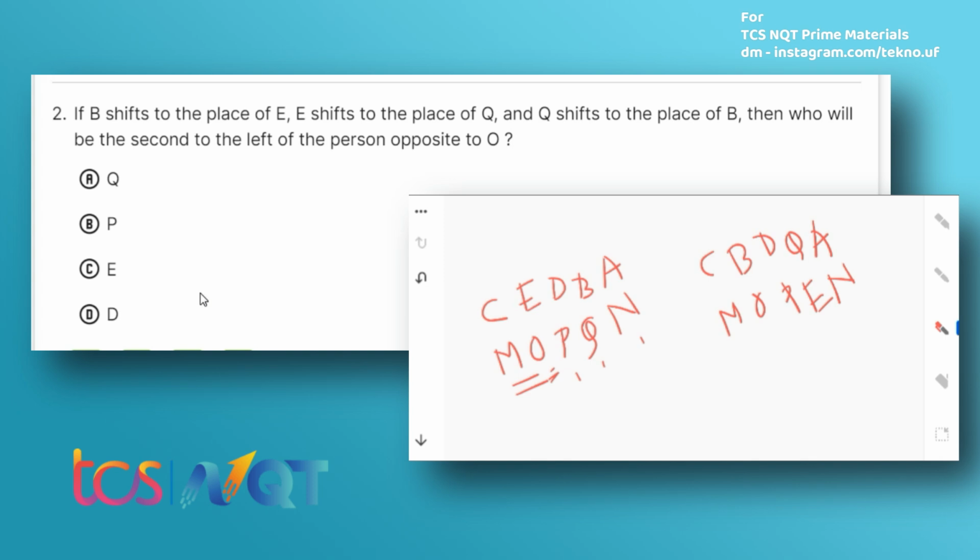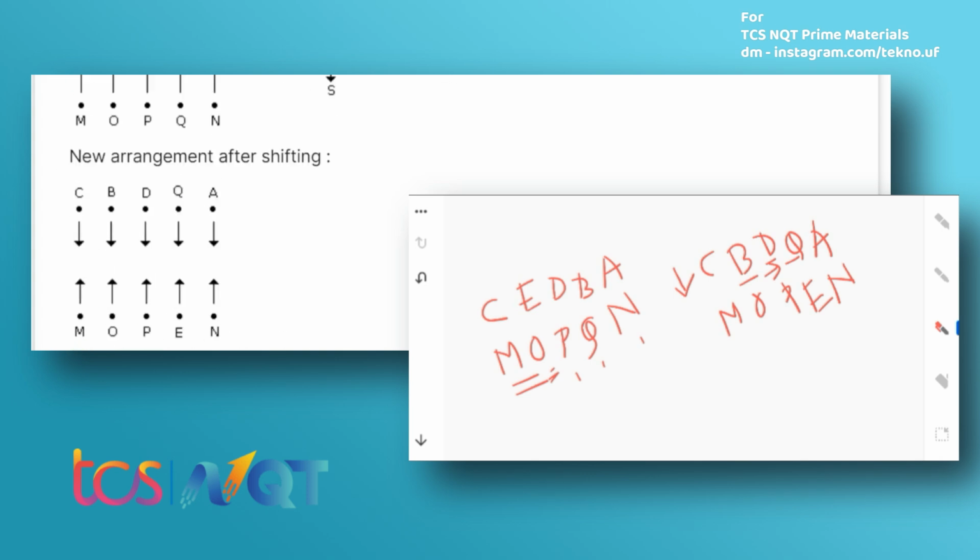So who is opposite to O? That is B, right? And who is the second left to the person B? So as B is facing to the south, his left will be this side. So second one is first, second, that is Q. So Q will be the correct answer. Okay. Second left. So as expected, right?